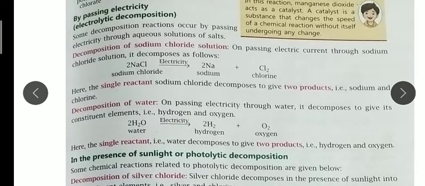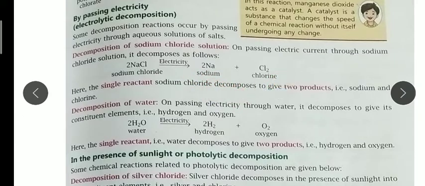Now what will happen when we pass electricity through the salt? Some decomposition reactions can occur in the presence of electricity, that is called electrolytic decomposition. Whenever we pass electricity, only then it will dissociate into its respective elements or ions, otherwise not. You can see the sodium chloride example is given. For sodium chloride we have to make a solution by adding water, and then pass electricity into it, then only it will dissociate into sodium metal and chlorine gas.